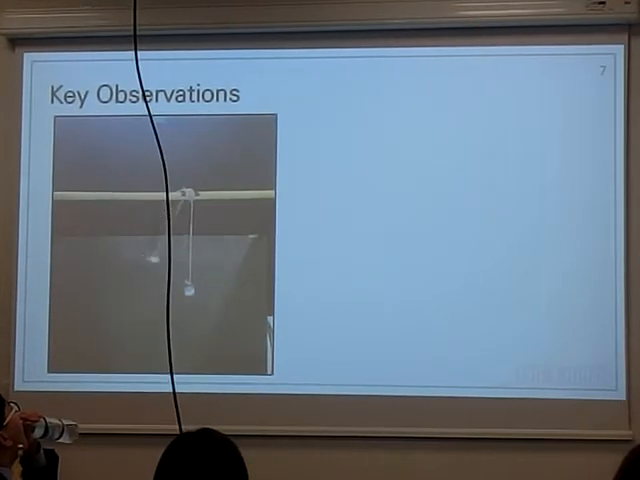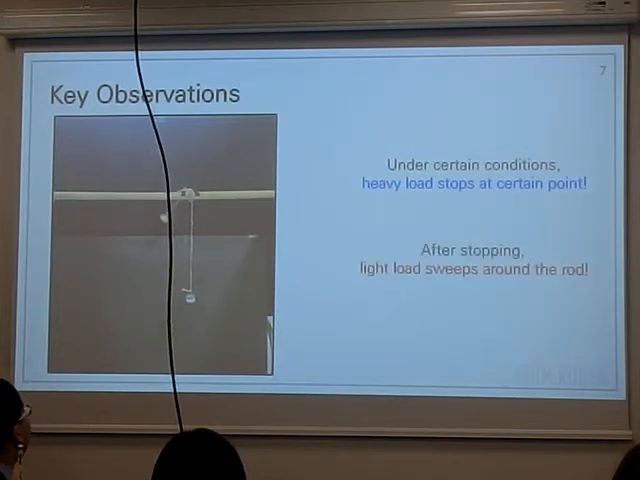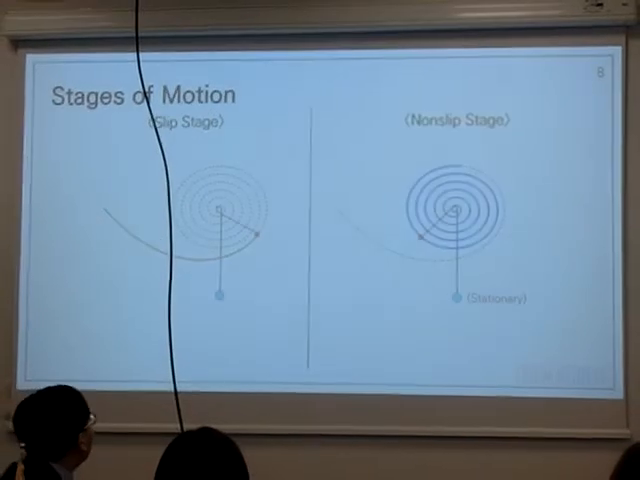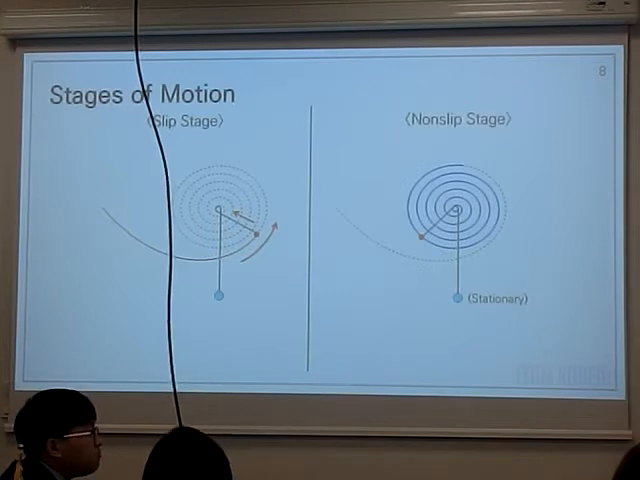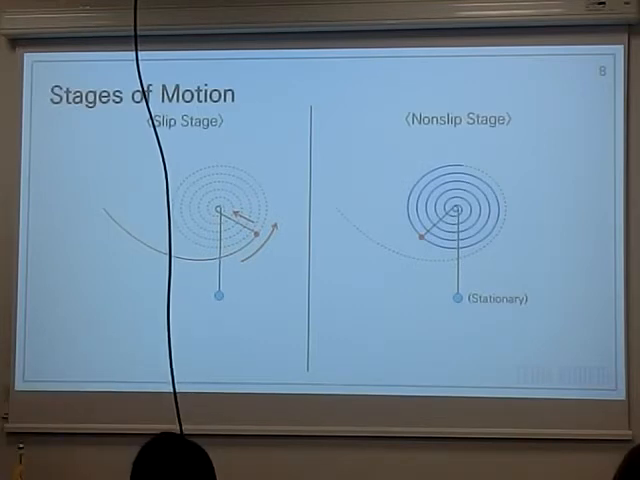And so here are our key observations. We were able to see that under certain initial conditions, the heavy load stops at a certain point, and the light load will loop around the rod. Based on these observations, we now divide the motion into two stages. First, the slip phase: the string attached to the light load will be pulled by the heavy load while the light load is sweeping, and the heavy load will descend. And during the non-slip stage, the heavy load will stay stationary while the light load will loop around the rod on its own.